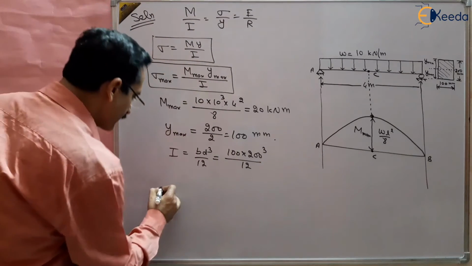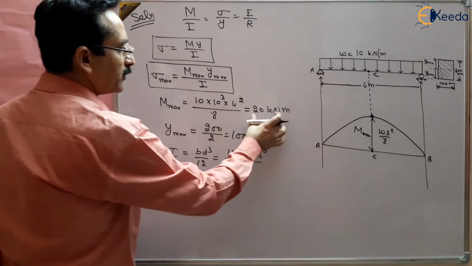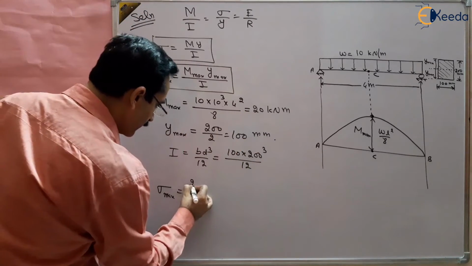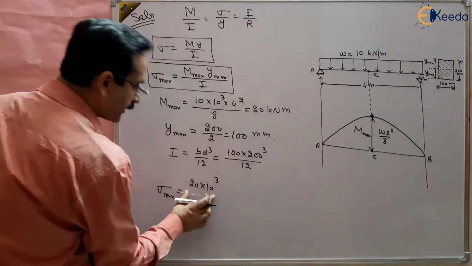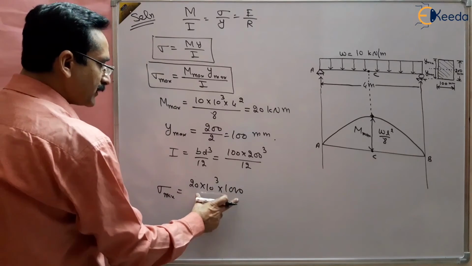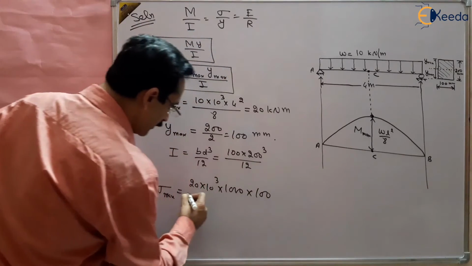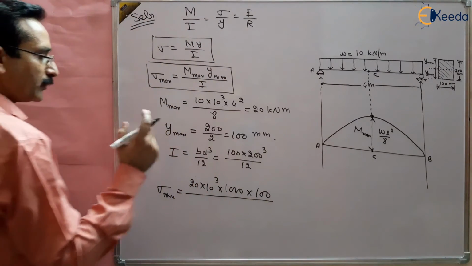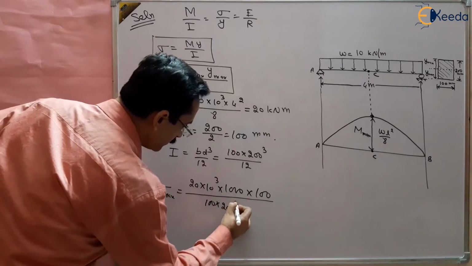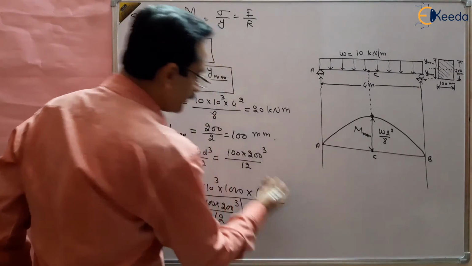Put these values in this and you will get the maximum stress, sigma max, that will be equal to M max. M is in kilonewton meter. We can convert it into millimeter so that the answer comes in megapascal. So 20 kilo, for kilo we have multiplied by 1000. For meter we have multiplied by 1000 again to make it millimeter. So now it is Newton millimeter. Y max is 100 millimeter. All things are in Newton and millimeter, so the answer will come in Newton per millimeter square, and BD cube by 12 is 100 multiplied by 200 cube by 12. This is the moment of inertia. Finally solve it and you will get the answer.